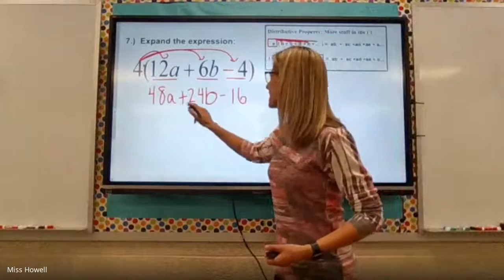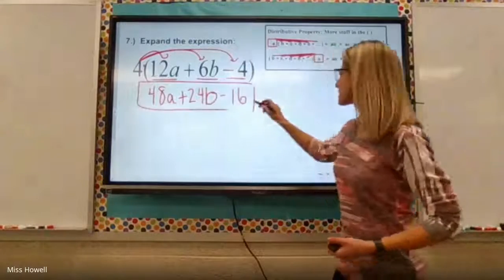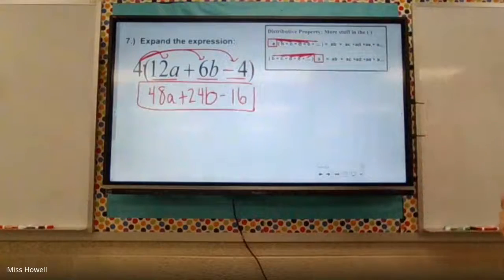All right, to be able to simplify any further, some of these would have to match up. This has an a, this has a b, this is just a number. They are not like terms. That is as far as we can go. It is simplified as possible.